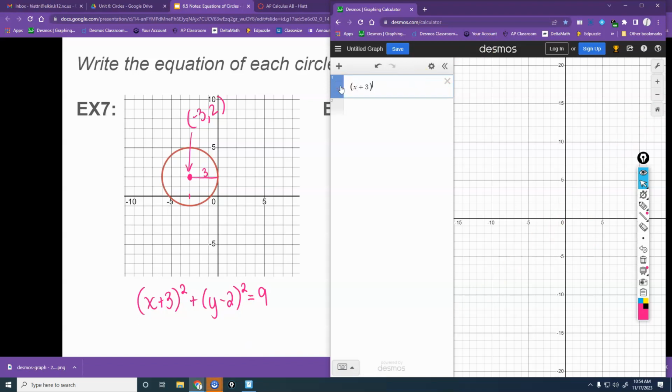(x + 3)² + (y − 2)² = 9. And it will graph it. And then you can check and see if it is the same circle. Check to make sure the points are at the same place. And you can see this is correct for that.